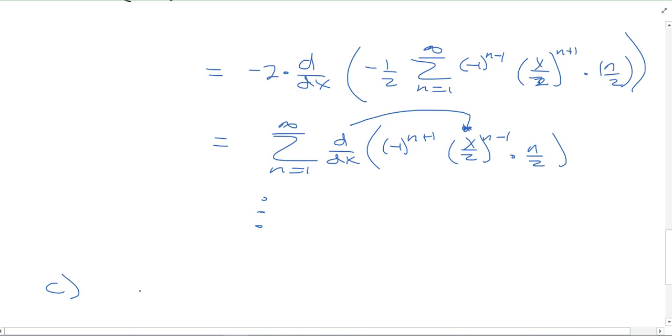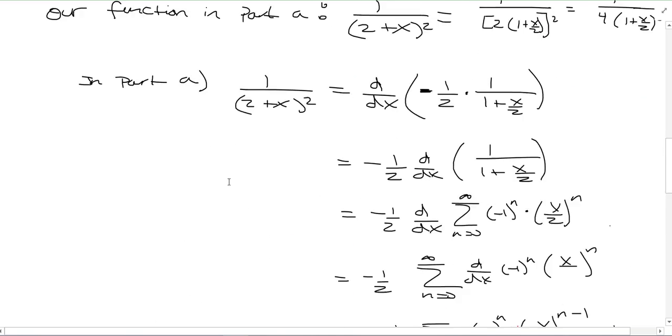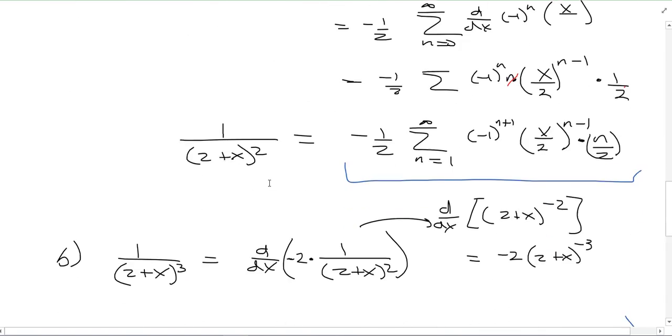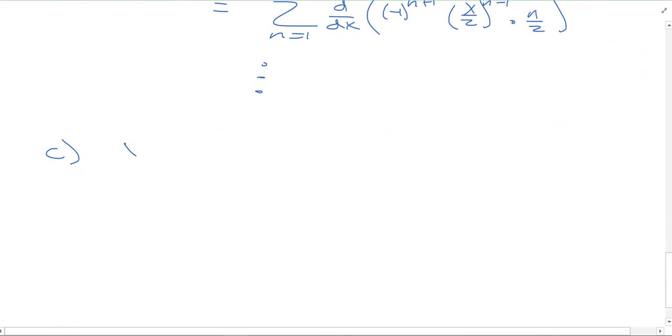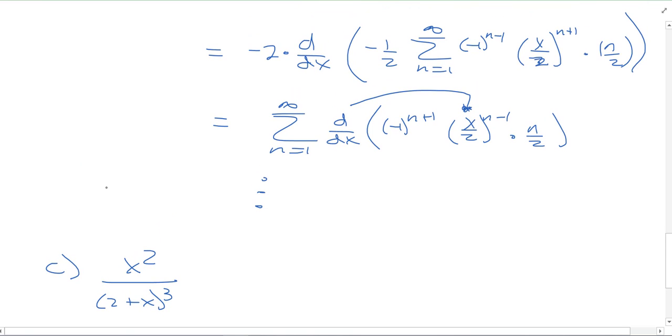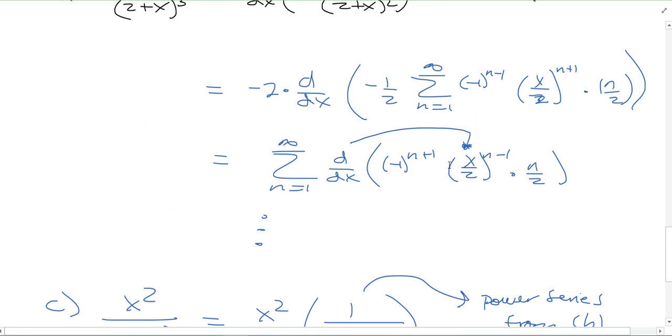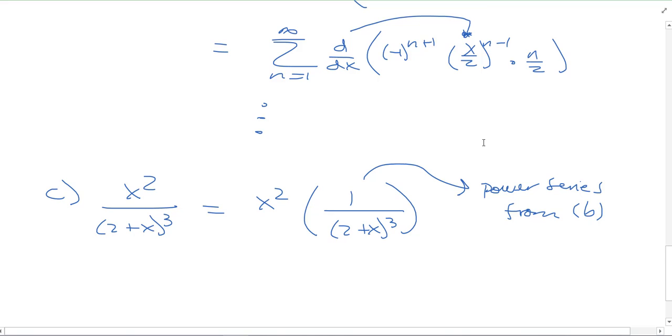For part C, what is the function for part C? Part C was x squared over 2 plus x cubed. So find a power series for x squared over 2 plus x cubed. Well, from part B, you're already going to have the power series for 1 over 2 plus x cubed. So this is really x squared times 1 over 2 plus x cubed. And you should have the power series for this from part B.